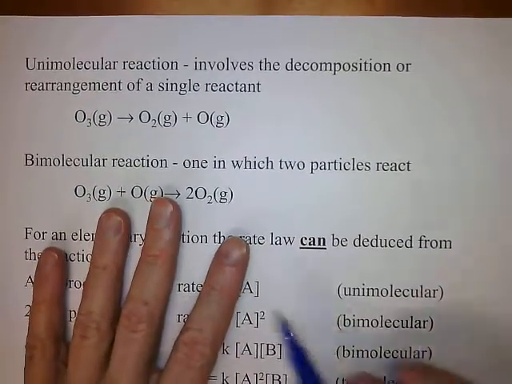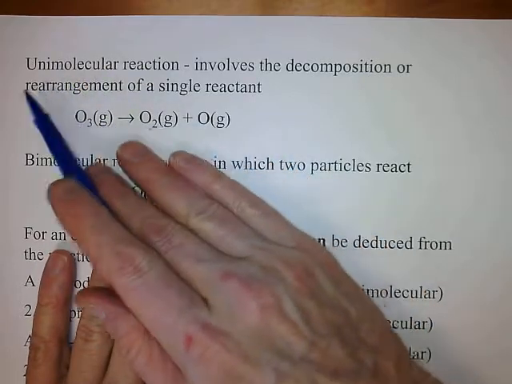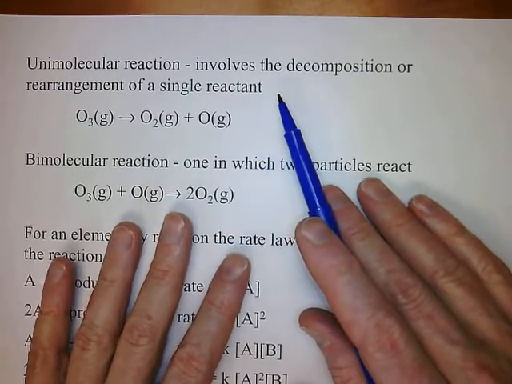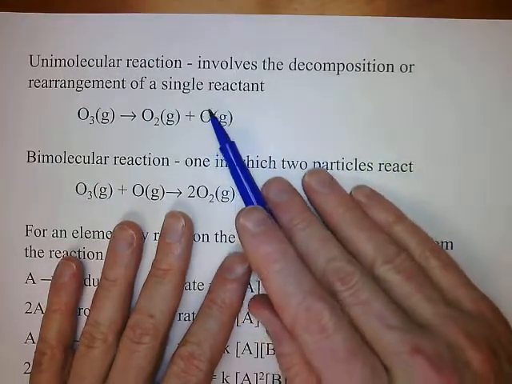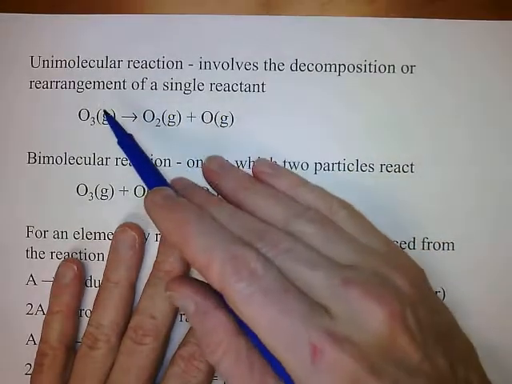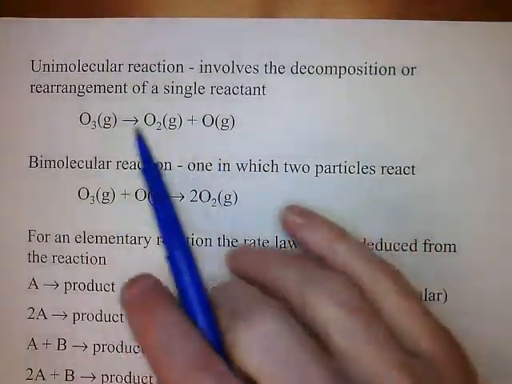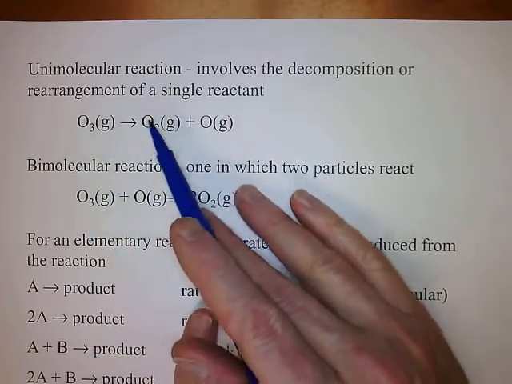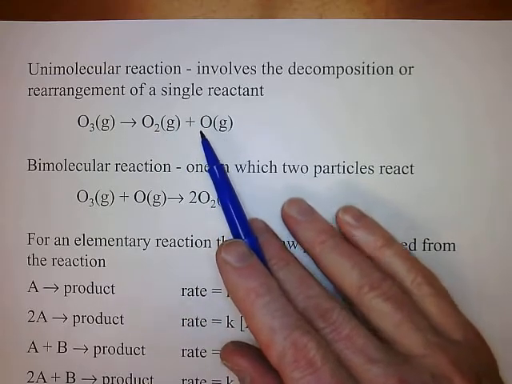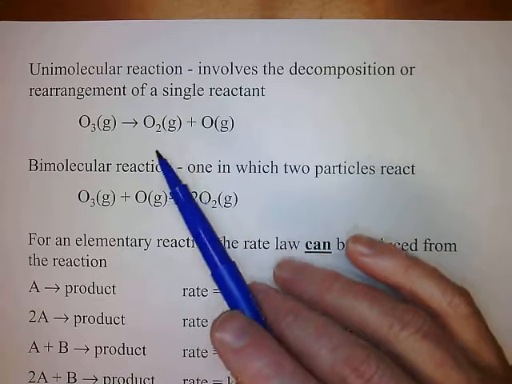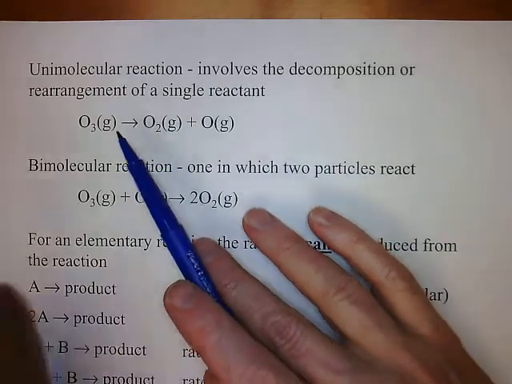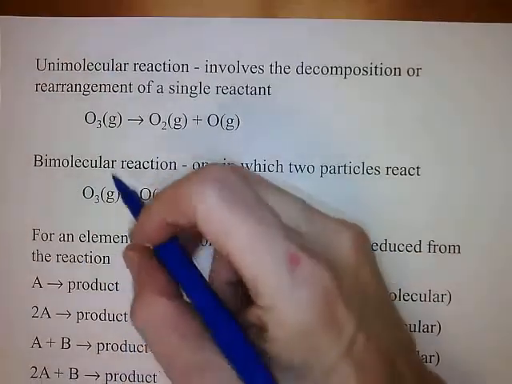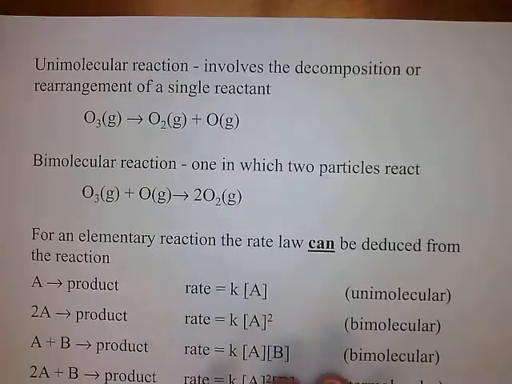Right, so a unimolecular reaction, uni implies one, correct? So that is a reaction that involves the decomposition or rearrangement of a single reactant. So for example, if we looked at the decomposition of ozone, which is O3 decomposing into an oxygen diatomic molecule plus a single oxygen atom, that's just a single reactant. We don't have ozone combining with something else. We just have ozone spontaneously decomposing. There's only one reactant. That's unimolecular.